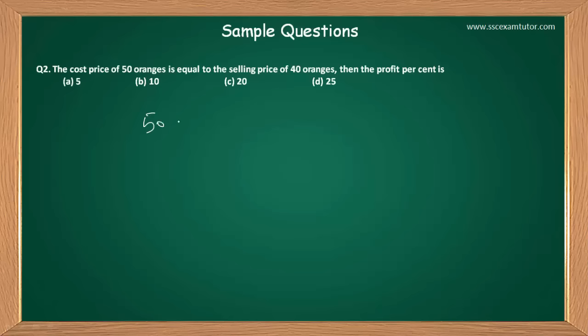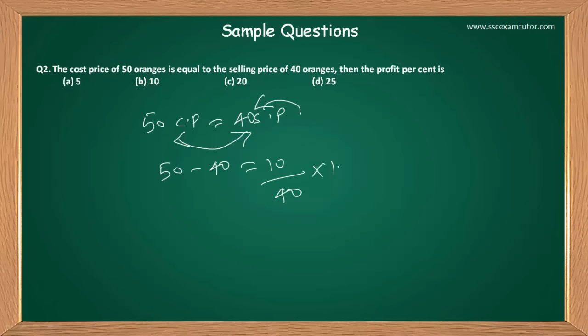It says 50 CP is equal to 40 SP. Do the same thing. First of all, subtract these two, you will get 10, and always use this SP as your base, and multiply by 100, because we need to find the percent. So on solving you will get 25%. So isn't this easy?